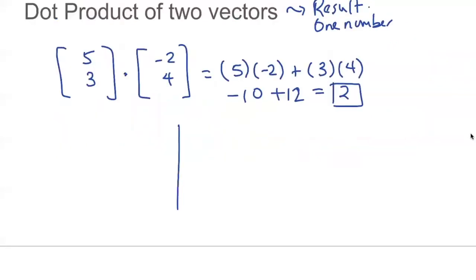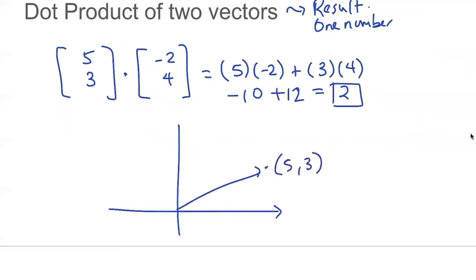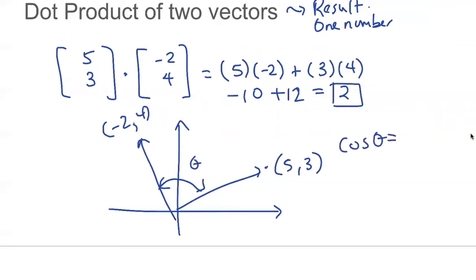Geometrically, I'll take a look at this because this will come up. If I have the vector 5, 3, that means I start at the origin and I come out to the point 5, 3, and then for -2, 4, I go left 2 and up 4 to the point -2, 4. When I take the dot product of these two, what I'm actually looking at is some measurement of the angle between these two. So if I want to look at this geometrically, the cosine of the angle between them is equal to the dot product divided by the length of u times the length of v.